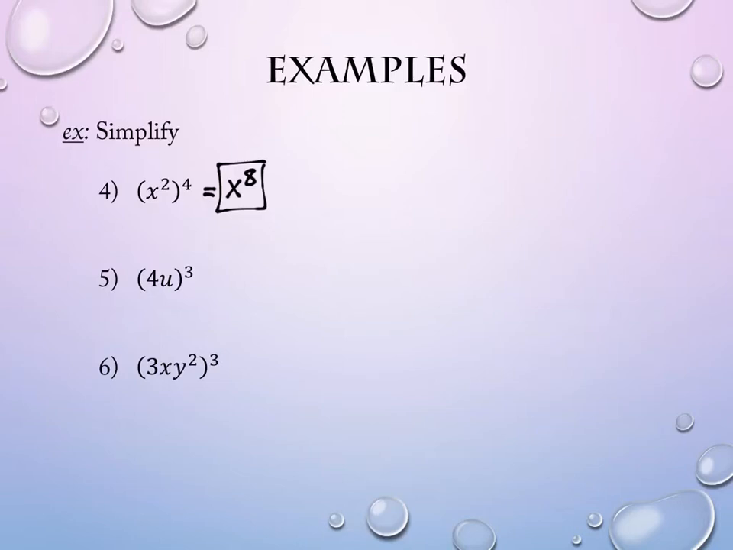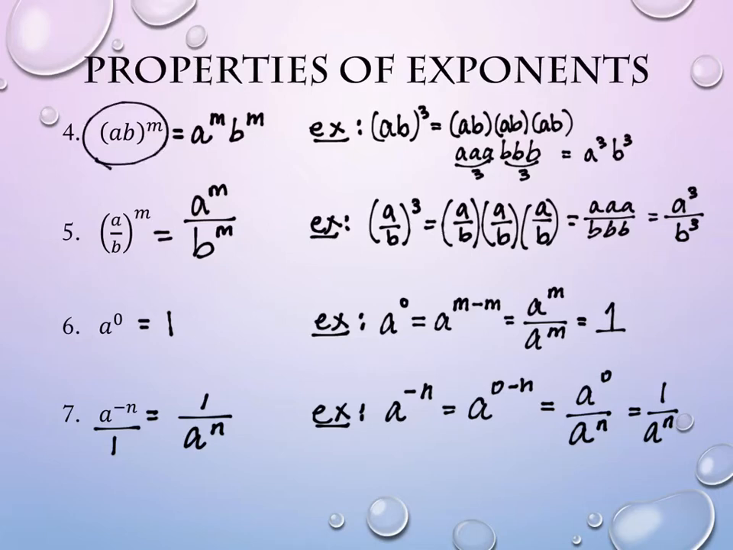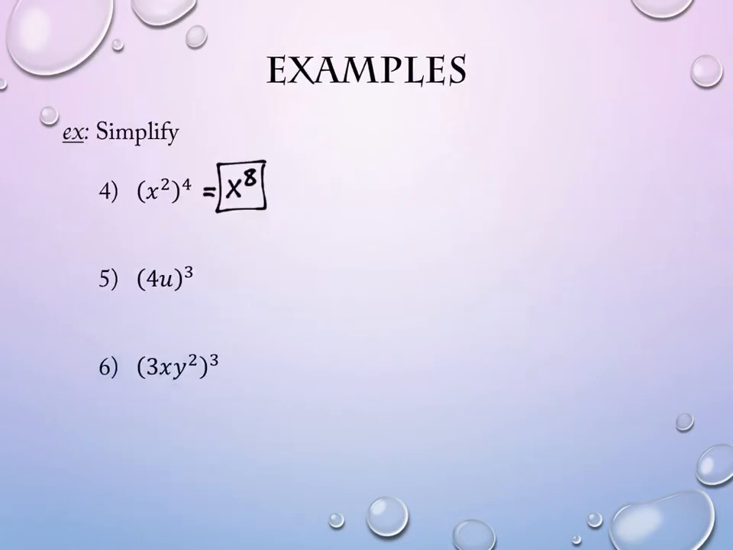Okay, number 5. What property is number 5? It's not property 3. It's actually property number 4. It looks like this one, except that one of them is a number and one of them is a variable instead. But it works the same way. We're going to distribute the power 3 to the number and to the variable. So this is 4 cubed and u cubed. The most common tendency is to forget to do it to the number, that the coefficient doesn't get the exponent distributed to it, but it does.